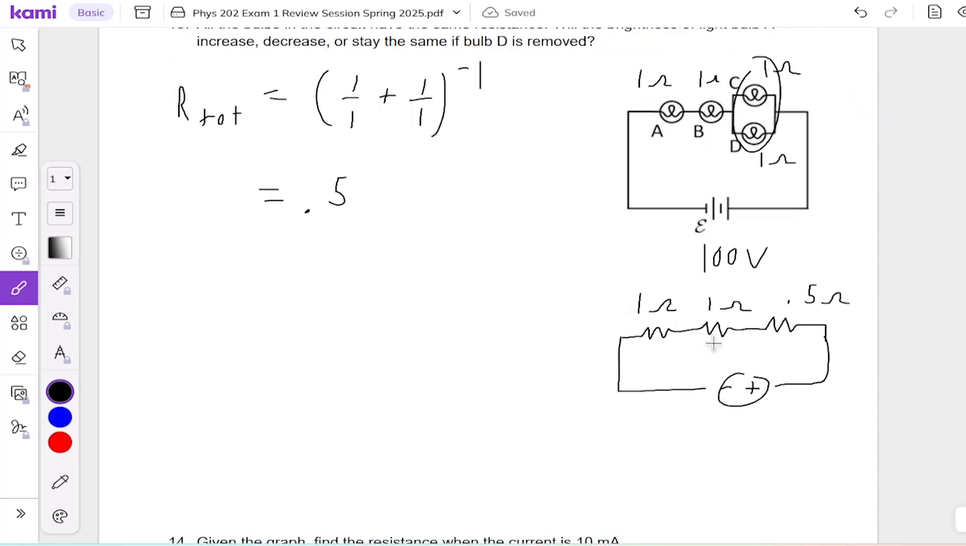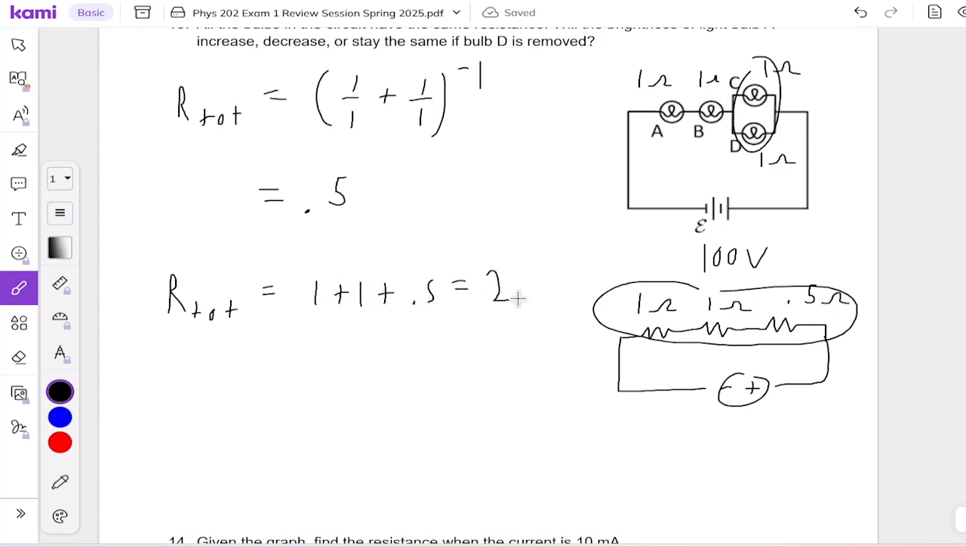Now, look at this. I have 3 resistors in series. And I know they're in series because it's one road. One road. So in other words, our total for that guy is going to be 1 plus 1 plus 0.5. Easy peasy, 2.5 ohms.